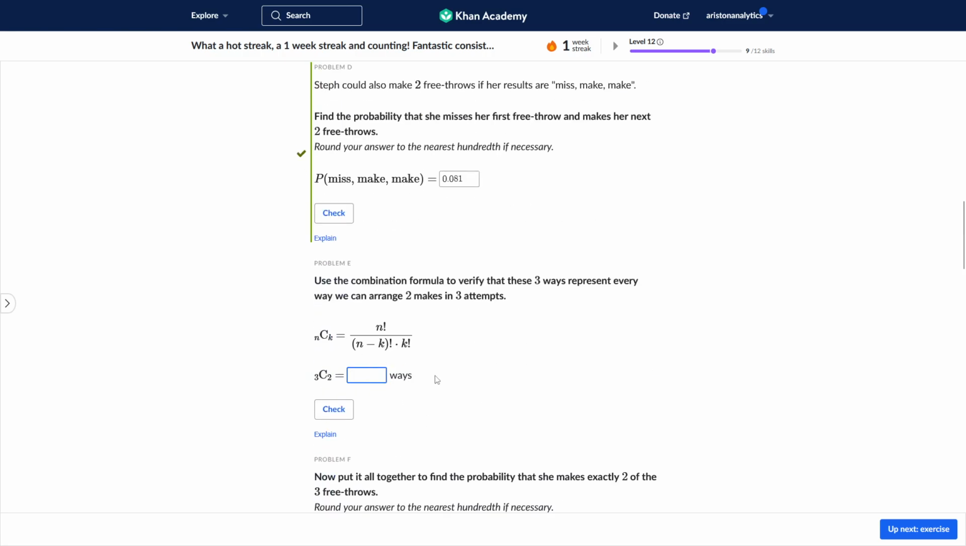Use the combination formula to verify that these 3 ways represent every way we can arrange 2 makes in 3 attempts. So 3 factorial over 1 factorial times 2 factorial. 2 times 1 times 1 is 2. 3 times 2 is 6, divided by 2 is 3, right?